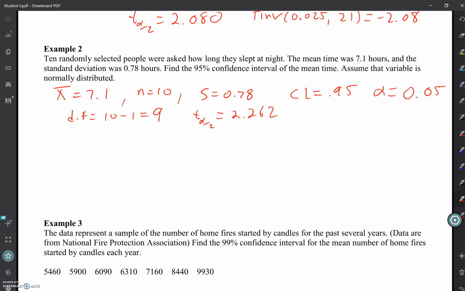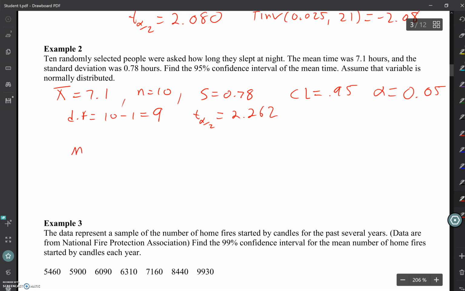Now that I know what the T alpha is, I want to build my margin of error. And my margin of error should be 2.262, because it's T alpha times your standard deviation, 0.78, and you want to divide by the square root of n. So the square root of 10.